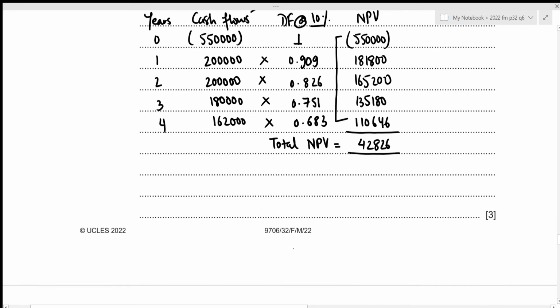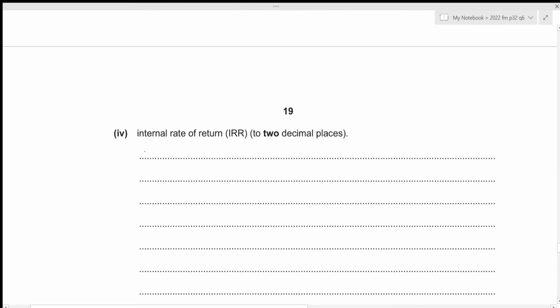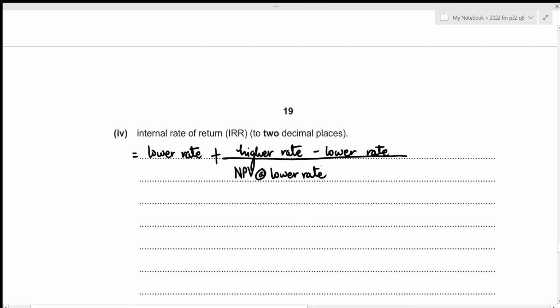All right, let's move to the next part. We now need to figure out the internal rate of return. So the formula for internal rate of return is lower rate plus the difference between the rates. So that is just going to be higher rate minus lower rate. And then we divide it by the difference of NPV. So that is just going to be net present value at lower rate minus net present value at higher rate. We then multiply it with our net present value at lower rate.